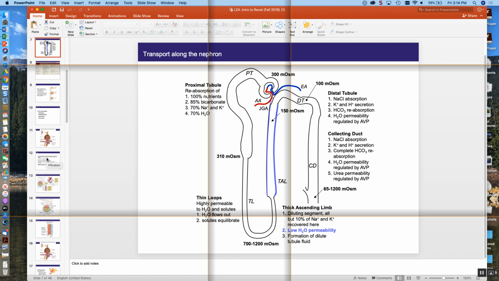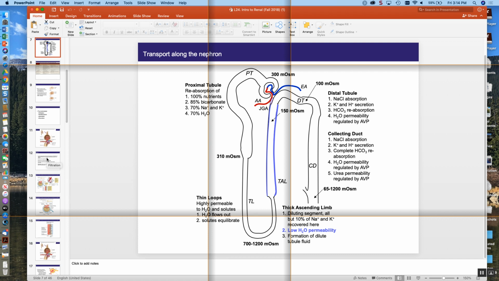And then it enters into the proximal tubule, where you want to recover all of your essential nutrients. That includes glucose and amino acids. So 100% of your nutrients are reabsorbed. 85% of your bicarbonate, very important buffer in your blood, is reabsorbed, recovered, brought back into your circulatory system. 70% of sodium and potassium, and 70% of water. All of that is being pulled out of the nephron and brought back into your blood.